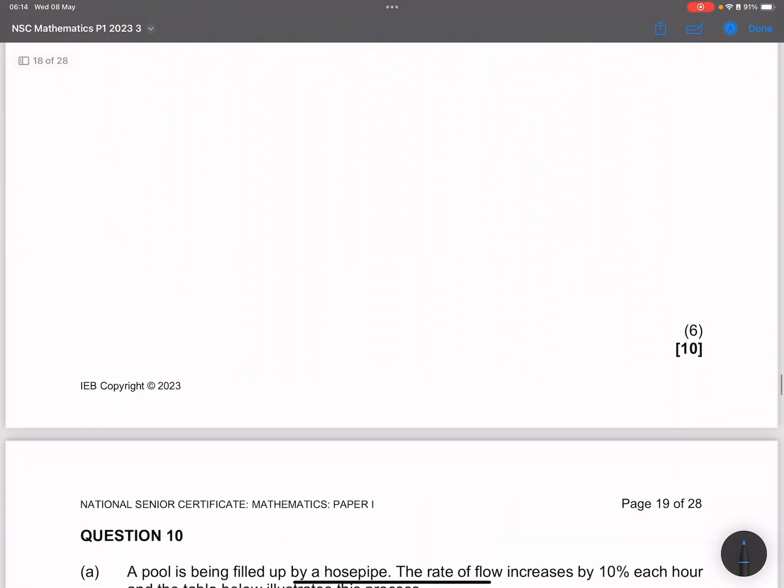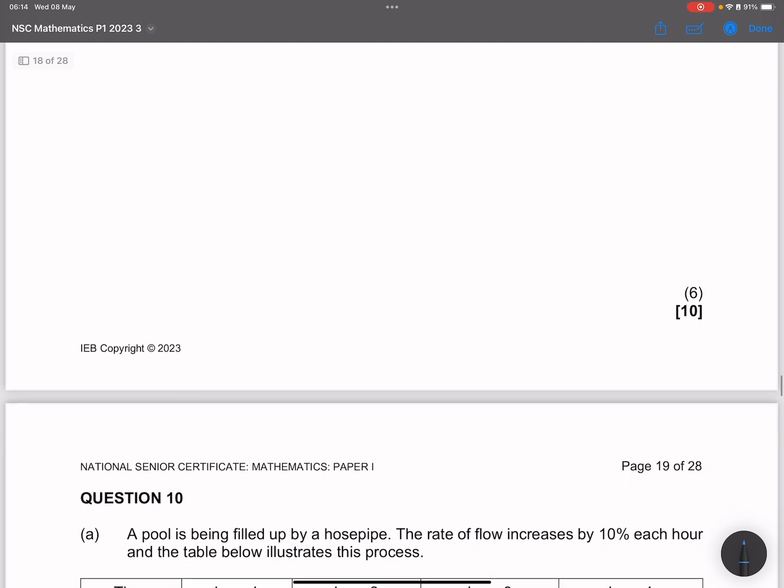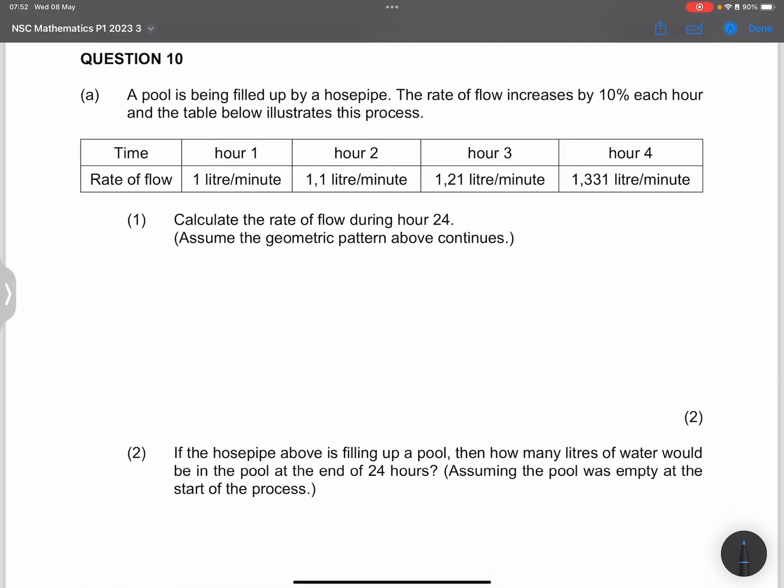All right, ladies and gents, we go to the next question. And now off to question 10. They say a pool is being filled by a hose pipe. The rate of flow increases by 10% each hour, and the table below illustrates this process. So there we are, we've got that rate of flow in each hour and so on. That's 1 liter per minute and so on. Now in this case they say to us, calculate the rate of flow during 24 hours.